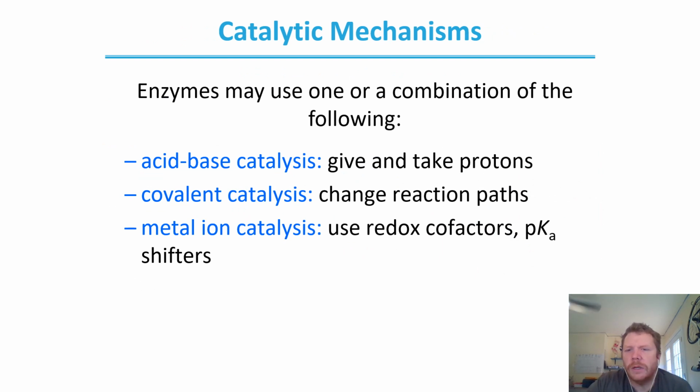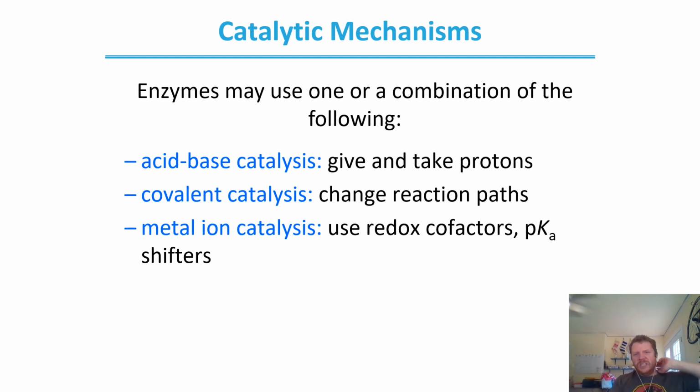So, catalytic mechanisms. That was the rundown of enzyme substrate interactions and binding. Understanding catalytic mechanisms is very important. Enzymes may use one or a combination of the following: acid-base catalysis, covalent catalysis, and metal ion catalysis.